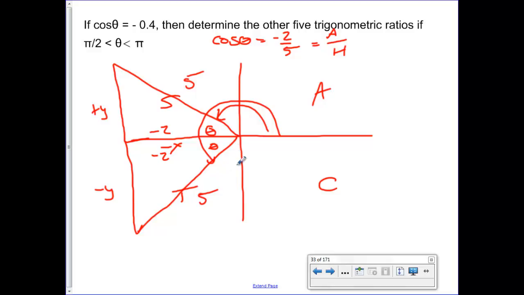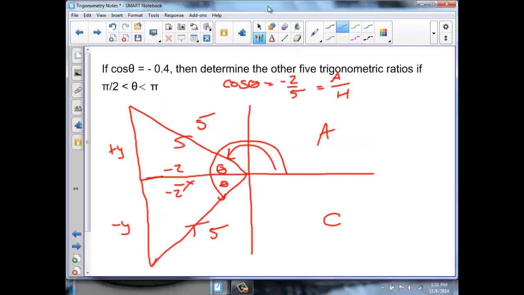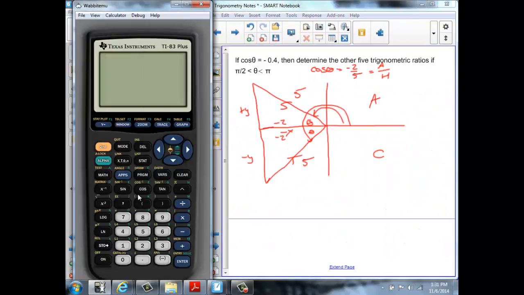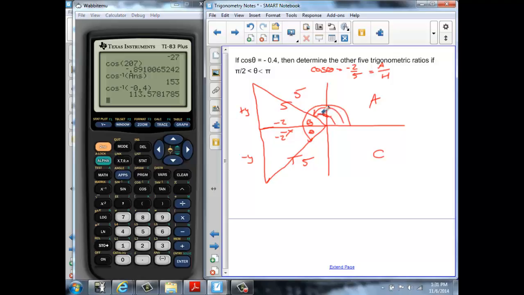Okay, now let's take our calculator and let's inverse cosine negative 0.4. Inverse cosine negative 0.4. Here's the problem. Your calculator doesn't know which angle you're looking for. So it's just going to pick one of those angles. And it picked 113.57. Well, that hopefully kind of makes sense. That means that this right here, let's just call it 114 to simplify things, is 114.